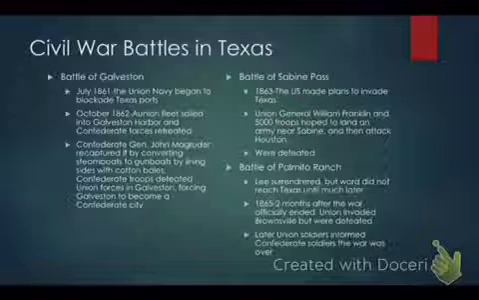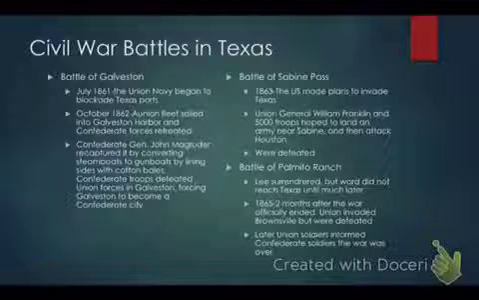But Confederate General John Magruder recaptured it by converting steamboats to gunboats by lining the sides with cotton bales. And the Confederate troops defeated Union forces in Galveston, forcing the city of Galveston to become a Confederate city. There were still a lot of Union sympathizers, but now they had to follow the ways of the South. Next, we had the Battle of Sabine Pass.